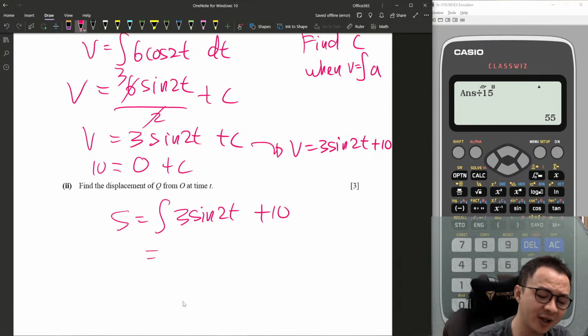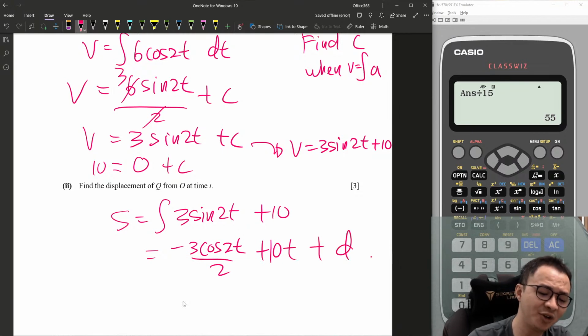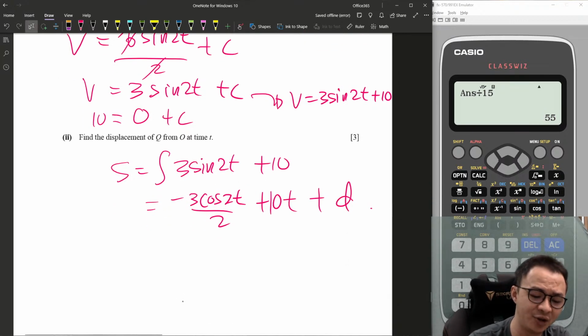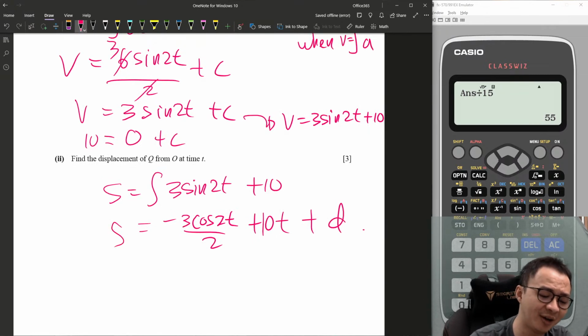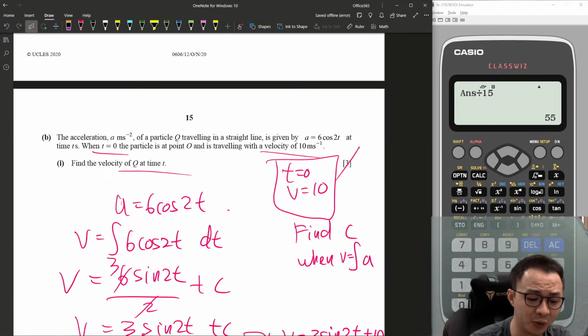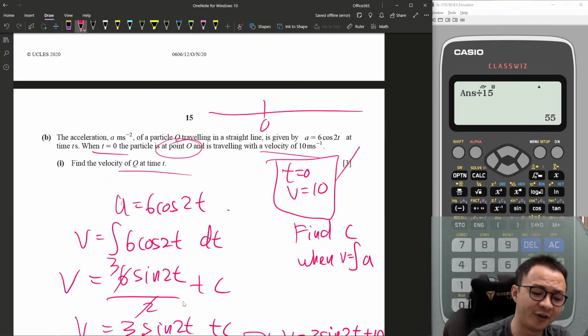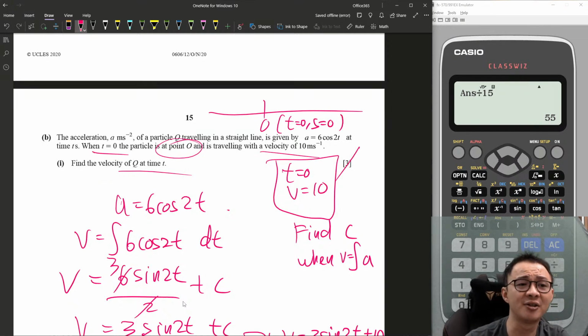So I integrate sin and get negative cos. Negative 3 cos 2t divided by 2, plus 10t, plus d. I already used c just now, so I use d. But the problem is how to find d. We need to know that the particle departs from the origin. When t equals 0, it is at the point O. So time is 0 and s is 0 also, right? I'm going to use this information to find my d.